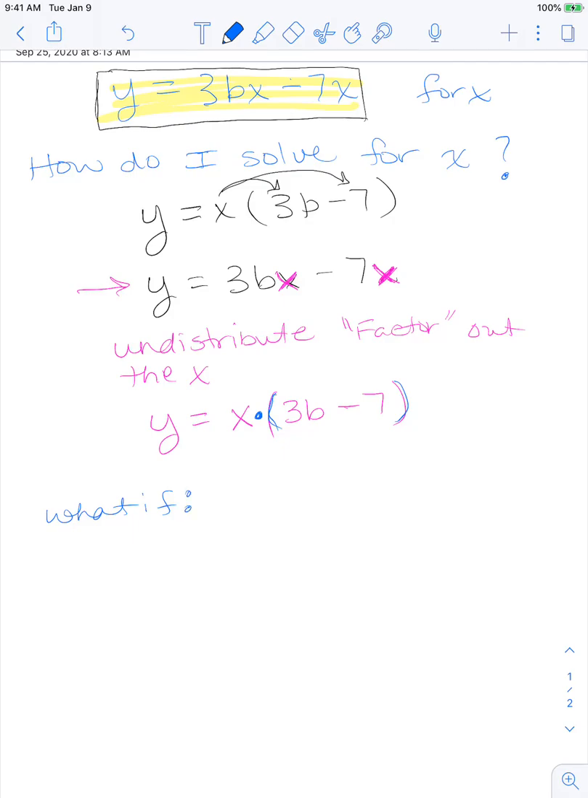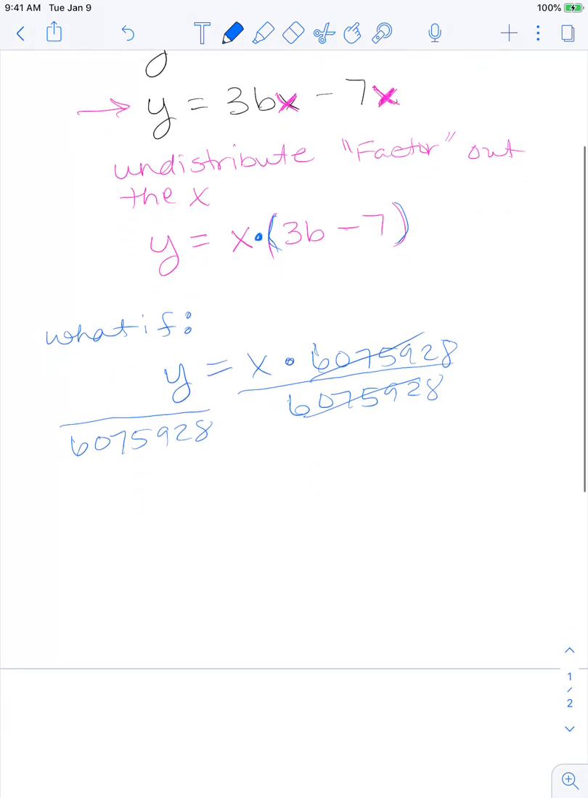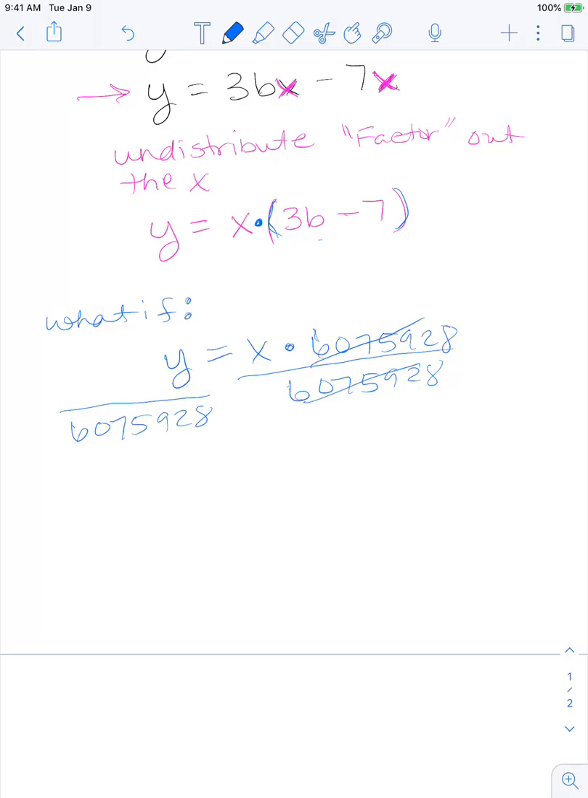What if my problem looked like this, and it was x times just a really big number, 6075928, something like this. Well, what I would do is I would say, well, I'm going to take the really big number here, and I'm going to divide it on both sides. Right? That's what I would do. And that would get my x isolated, because these would cancel out to 1. Well, it's the same thing. I just have something really big right here that's multiplied by the x.